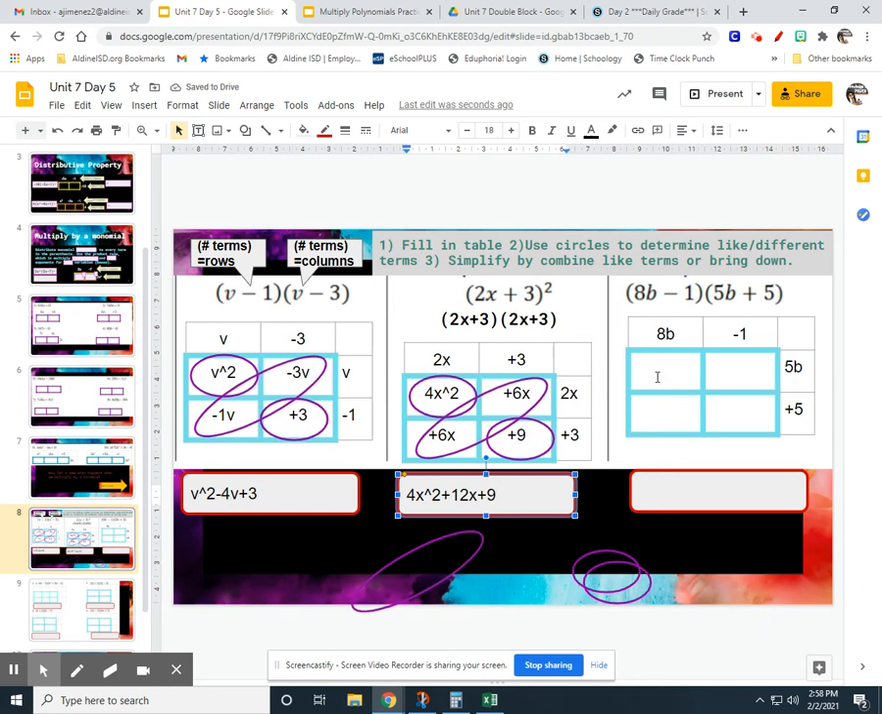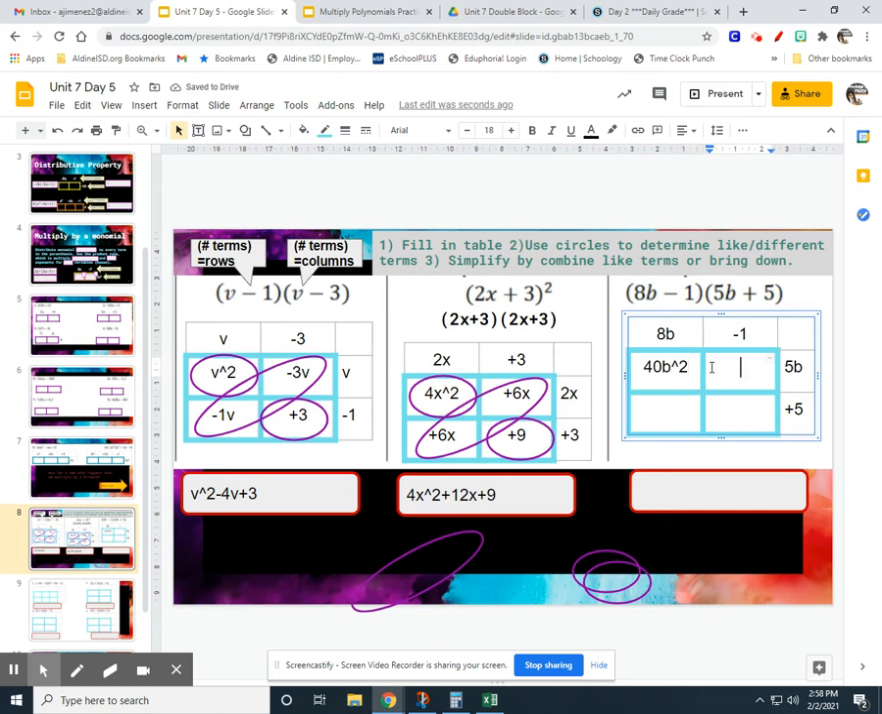All right, let's do this one. 8b minus 1, and Miss J put them in the wrong spot. I remember the first one. But I think I did this for a reason, because I wanted to show you that when it's a 2 by 2, it can be in either way, and it's still going to come up to be the same answer, okay? So 8b times 5b. 8 times 5 is 40, and you add your b's, because they have the same exponent, the same letter, so you add their exponents, and you get 2.